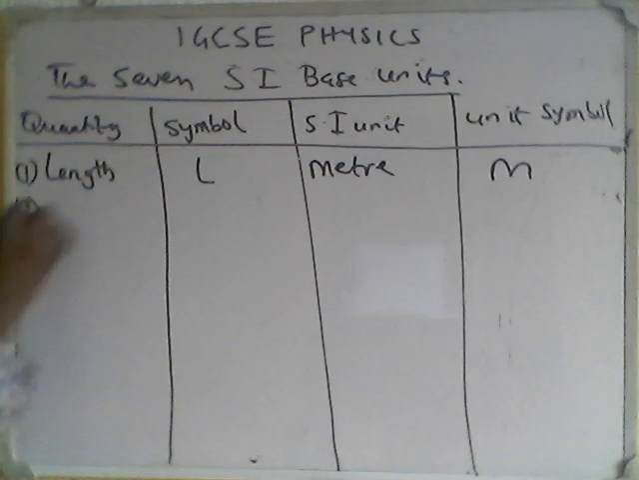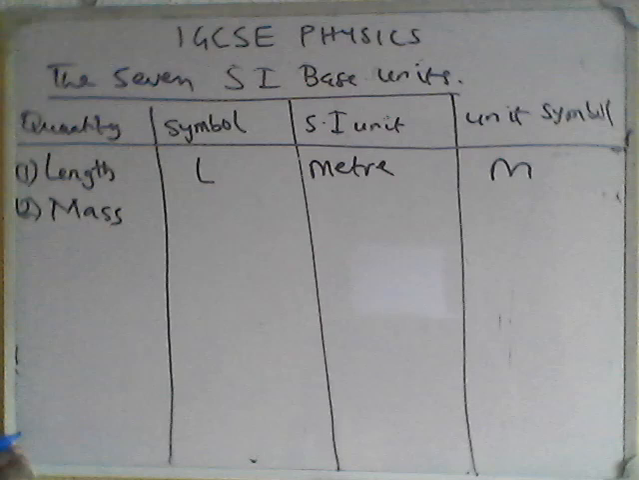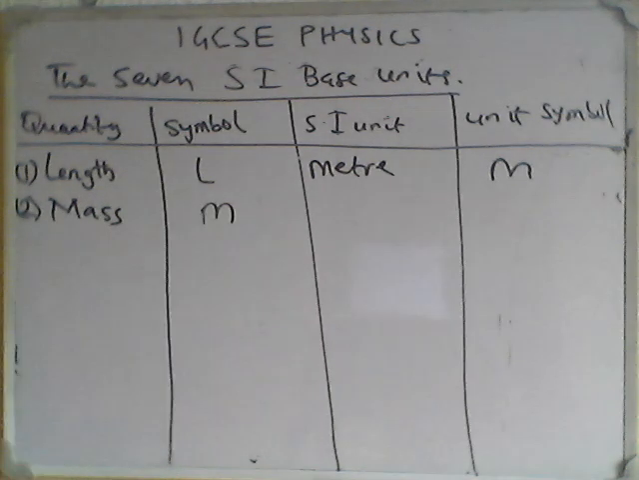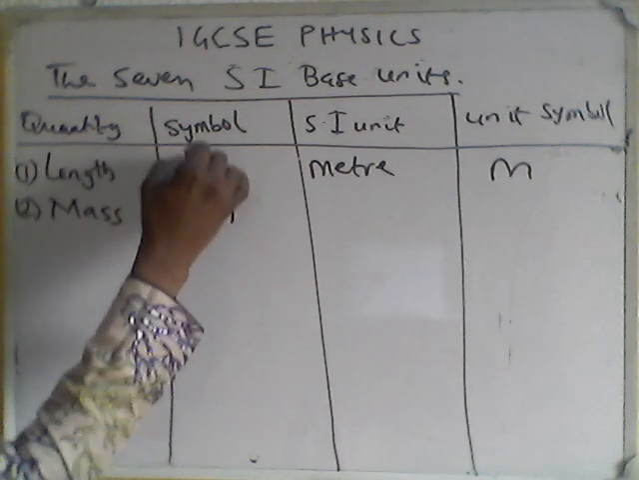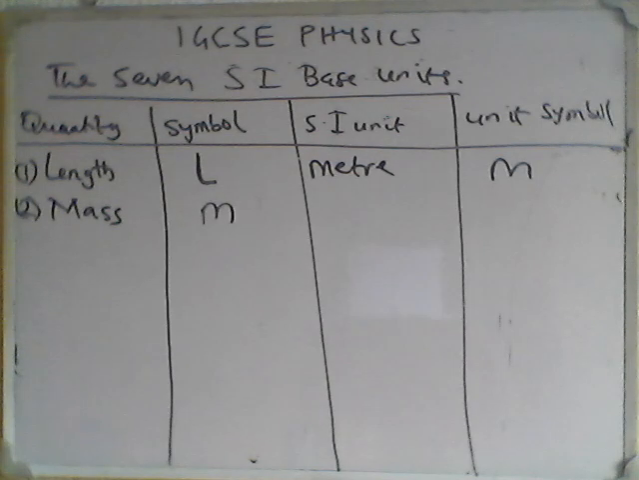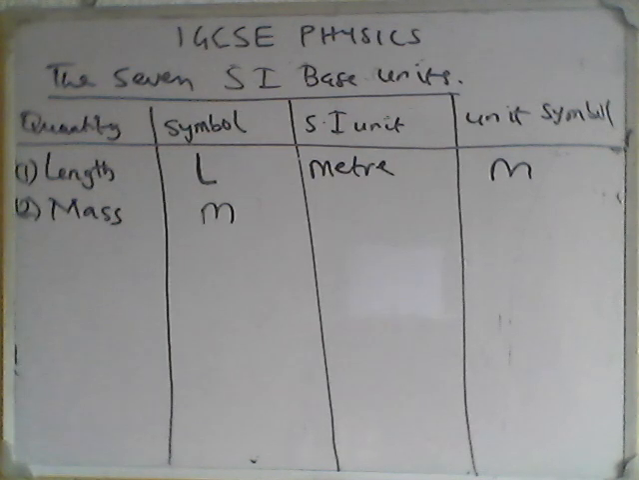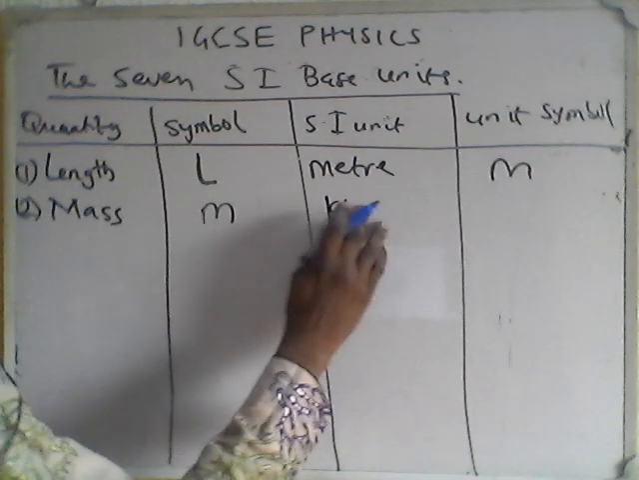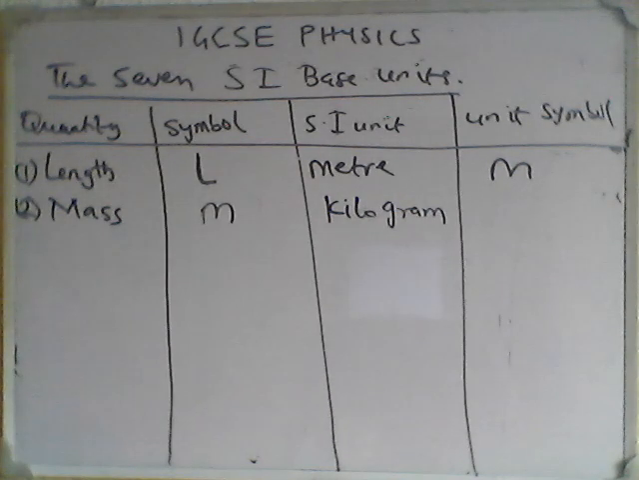So another quantity I'm looking at here is the mass. The symbol for mass is M. When I say symbol, it's different from unit. Symbol means how it is represented when I'm writing out calculations and formulas, for instance. This is what I'm using to represent these quantities in formulas. So M is mass in formula, but the SI unit is kilogram. That is the SI unit for mass.